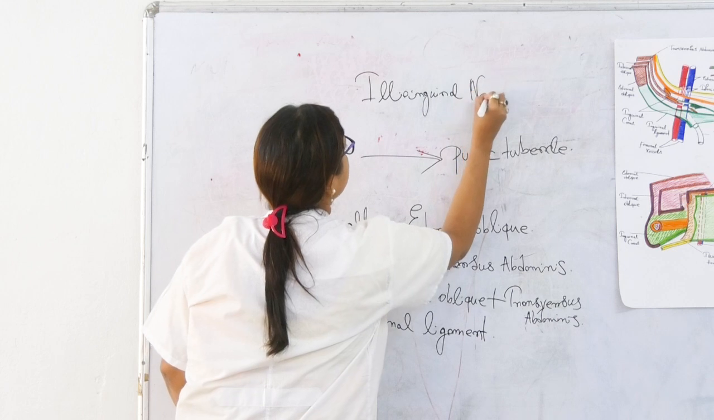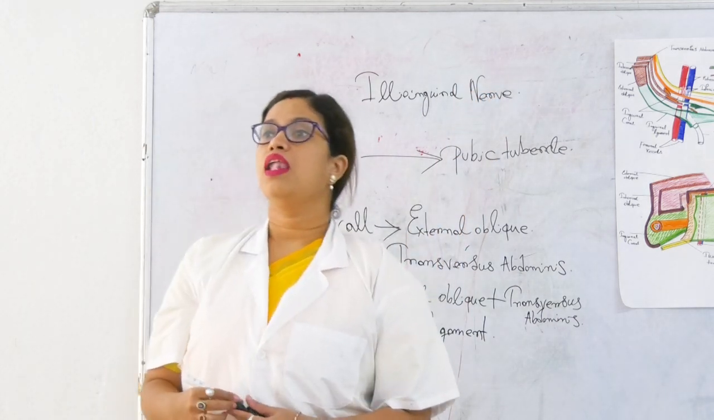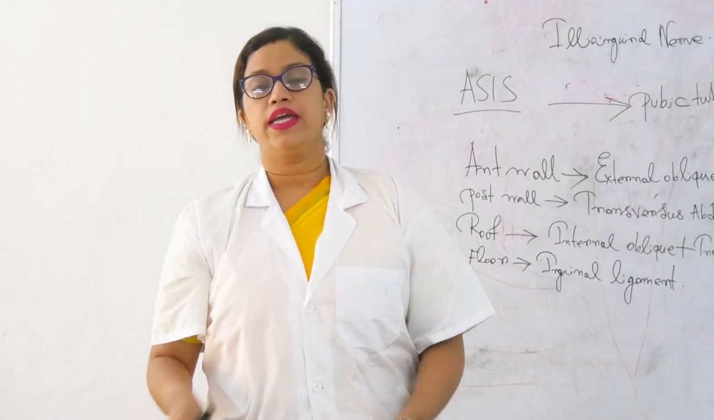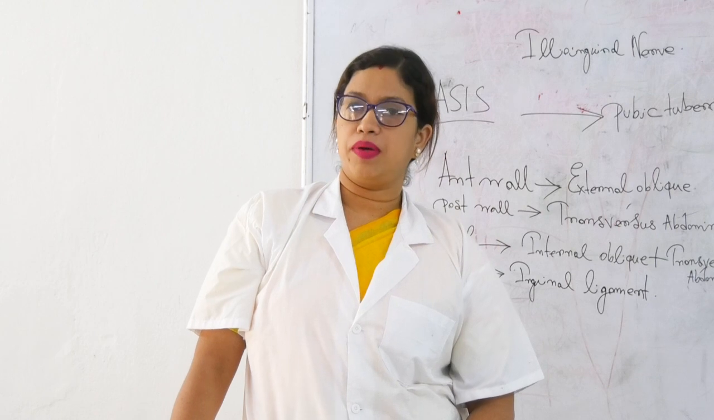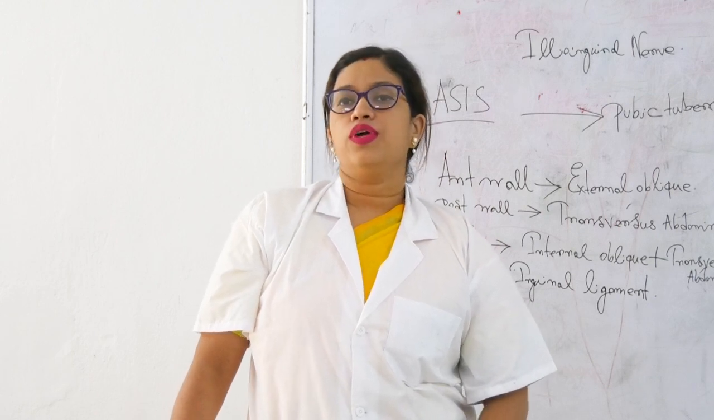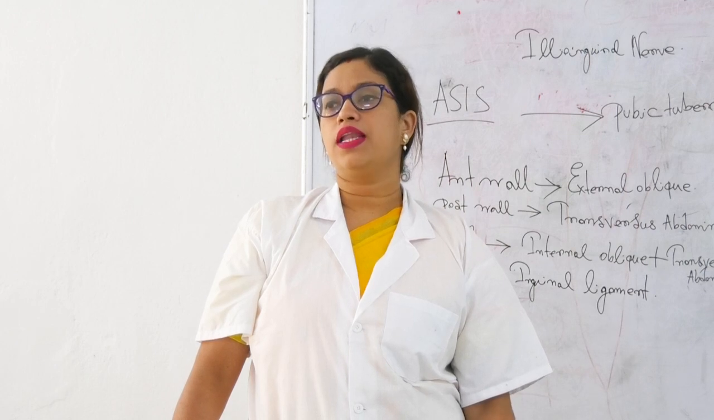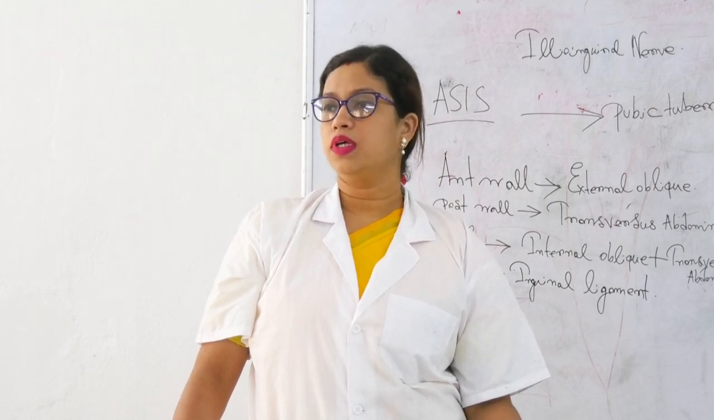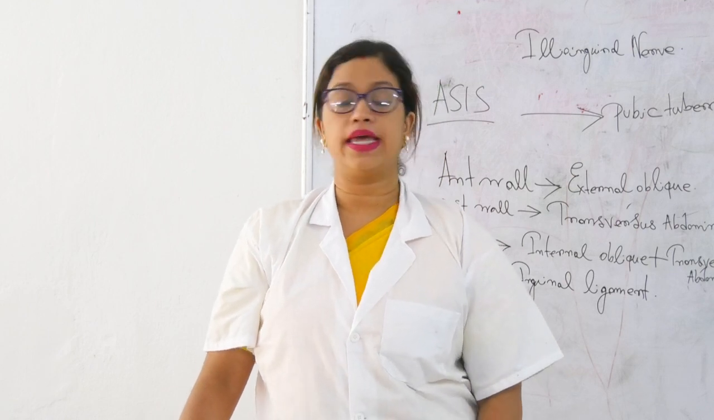So this nerve is coming from which plexus? Lumbar plexus. Okay, ilio-inguinal, ilio-hypogastric, these are the nerves coming from the lumbar plexus. Okay, so ilio-inguinal nerve and spermatic cord in male, and ilio-inguinal nerve and the ligamentum teres uteri in the case of female. So these are the contents of the inguinal canal.